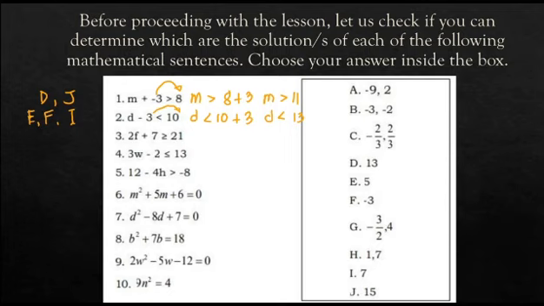Let's have the third one. We are given 2f plus 7 greater than or equal to 21. All we have to do is isolate 2f. So that will become greater than or equal to 21. Then transpose positive 7 to the other side of the inequality, so that is minus 7. And then we simplify: 2f greater than or equal to 21 minus 7, which is 14.